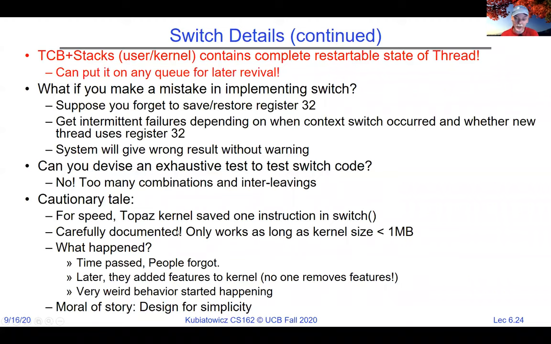It was carefully documented and it saved an instruction, so it was faster. What was their motivation? The core of switch is used by every switch, so it's part of overhead, and it made sense to make it smaller. The problem is, they documented it and it was great, except time passed and people forgot. The clever person maybe retired. Later, people started adding features to the kernel because they were getting excited about putting stuff in it, and it got bigger than a megabyte. Once it got bigger than a megabyte, suddenly very weird behavior started. I suppose one moral of the story could be don't document.